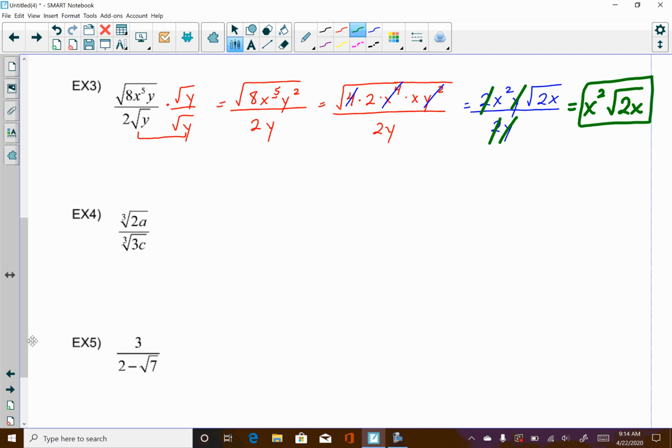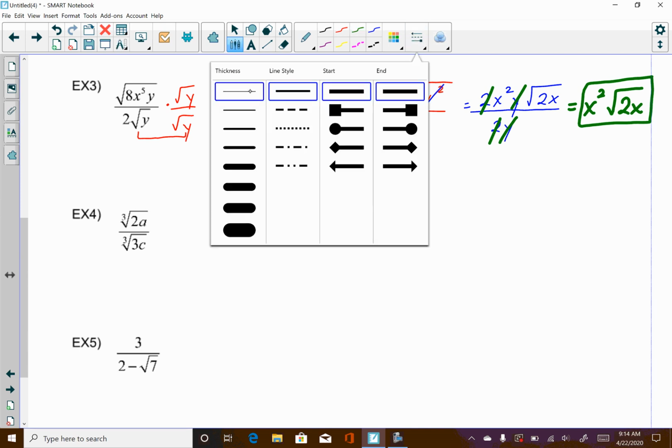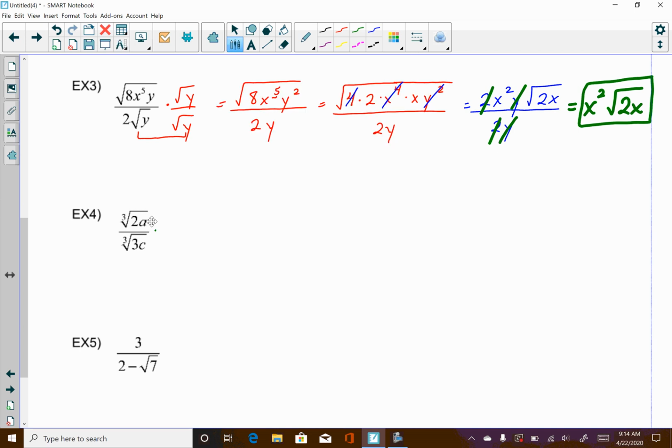So far everything that we've done for rationalizing the denominator have all been square roots, but the next one is a cube root. The same rule applies. You just multiply the top and the bottom by that same value. So I'm going to multiply top and bottom by the cube root of 3c. That same trick works, that if you take anything and multiply it times itself, so it's cube root times cube root, I'm just going to get 3c down here below, okay?